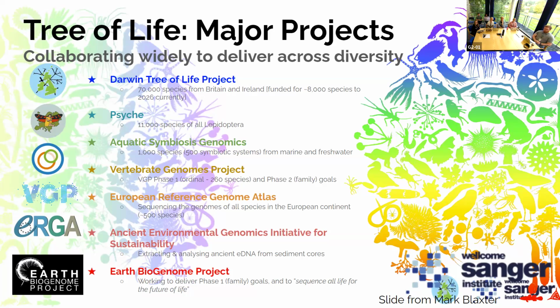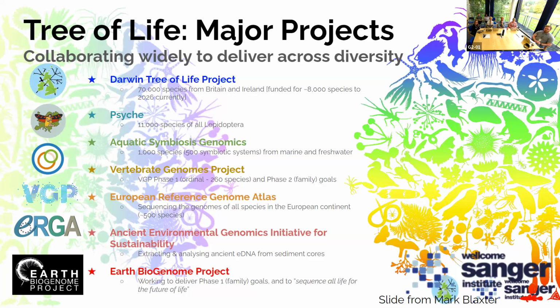We have the Darwin Tree of Life project, and you can see that's aiming to generate reference level assemblies for 70,000 species from Britain and Ireland. We are a couple of years into that project, and we're doing well, but there's still a lot to do, it's fair to say. We have the Psyche project, which focuses on Lepidoptera.